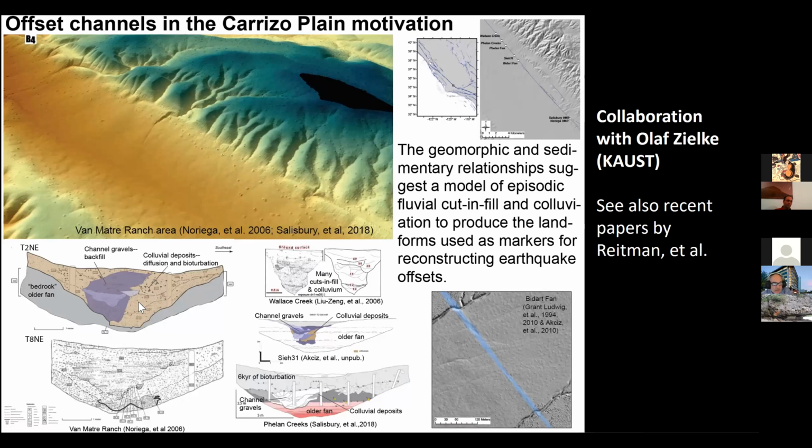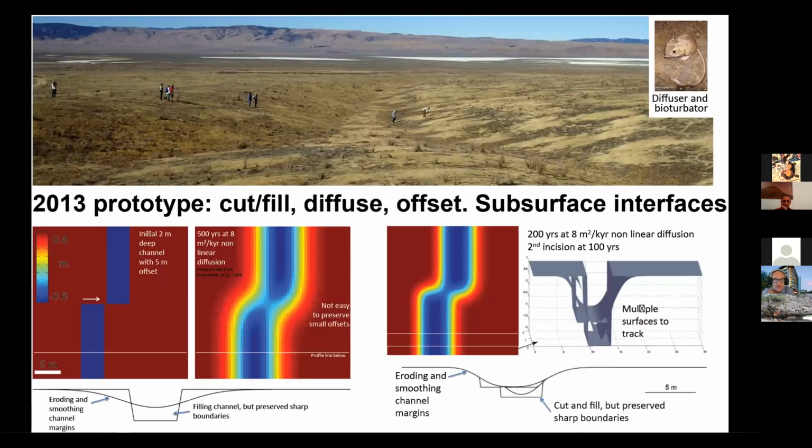So there's kind of a fluvial sedimentation model, where the channels are basically cut by fluvial processes episodically, then they backfill, so we get the gravel accumulation. But at the same time, there's lateral input of colluvial material that's driven especially by diffusive and biogenic activity. And so here's an example.